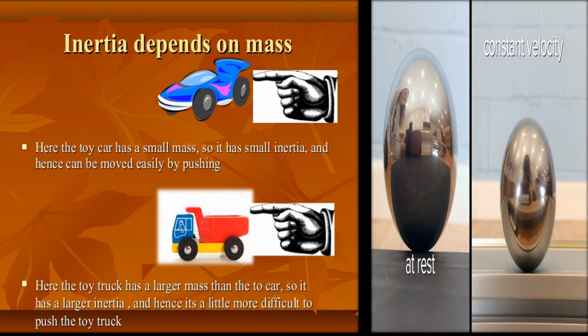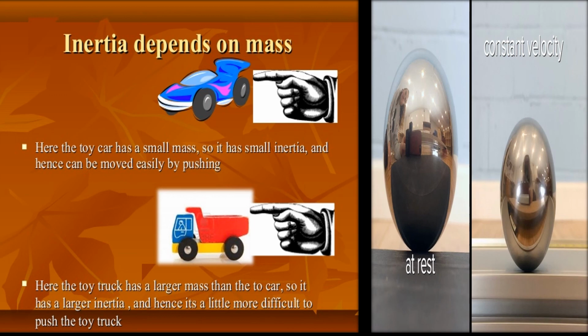Now take another example. Imagine there is a truck weighing around 1000 kg. If you try to push it with a small finger of your hand, the force will be negligible and the truck will not move because its inertia is more. Why is its inertia more? Because it is a massive object. So if the mass of a body is more, its inertia will be more, meaning its resistance is also more. That is why we say inertia is directly proportional to mass.